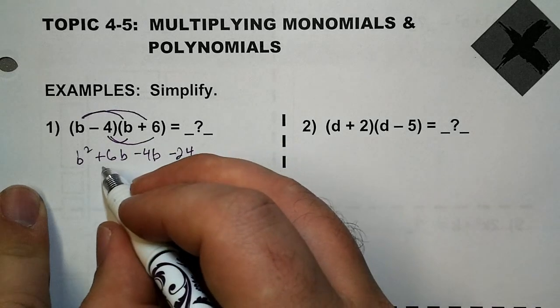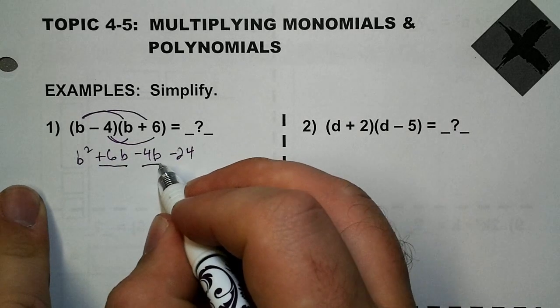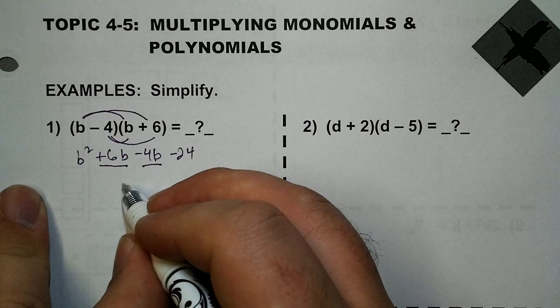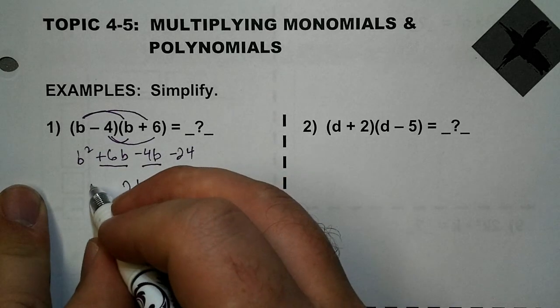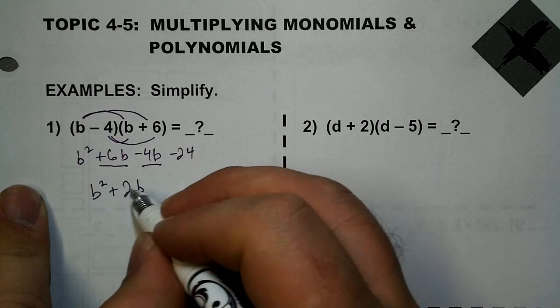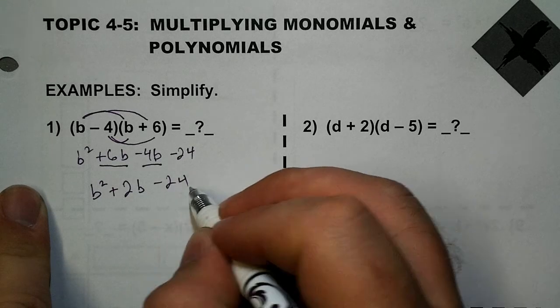Combine your like terms. So I have a positive 6b and a negative 4b. 6 minus 4 is 2. So it is b squared plus 2b minus 24.